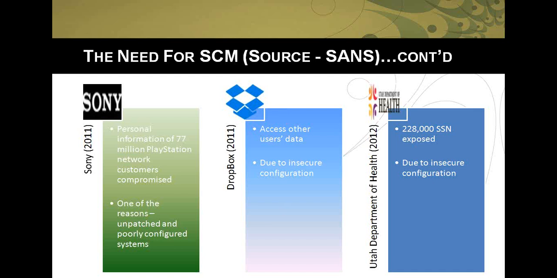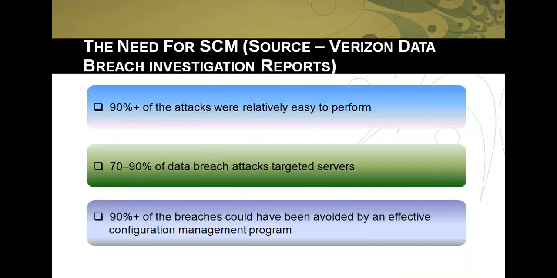So what was common across all the breaches we saw was the root cause, and it was an insecurely configured system. What is more interesting to know is that 70% of these attacks targeted servers. Most of the attacks were not very difficult to perform, and 90% of attacks could have been avoided by proper patch and configuration management. These facts were published in Verizon's Data Breach Investigations Report. So now we know why secure configuration management is important.